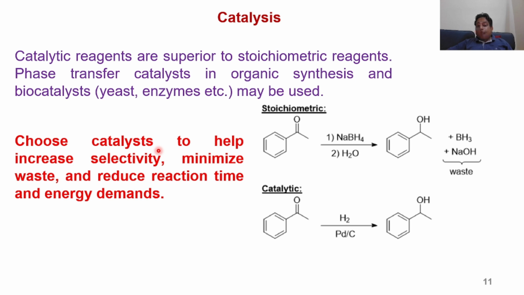Not only this palladium catalyst, there are many examples like zeolite catalyst or phase transfer catalyst, which are very efficient in the organic synthesis process. Apart from these, biocatalysts, which are produced from yeast or enzymes, may be used in the synthesis process. So finally, choose catalysts to help increase selectivity, minimize waste, and reduce reaction time and energy demands. One can see these enzymes, biocatalysts, have more selectivity compared to phase transfer catalysts or any other metal catalyst.